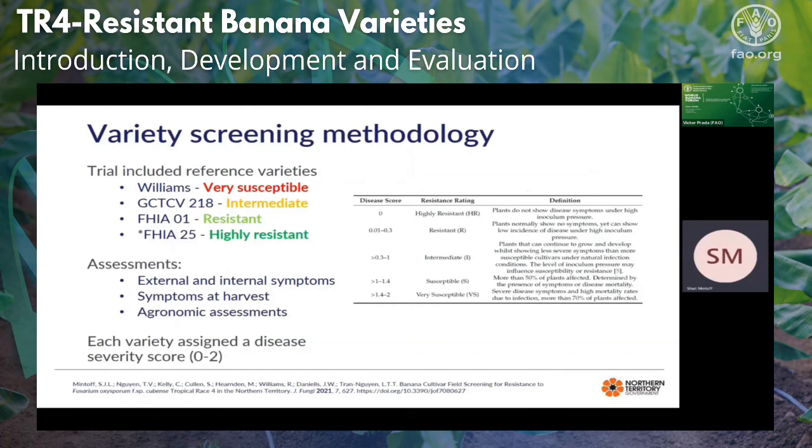We can use that score to give them a broader disease resistance rating, which we've defined here. I realize I'm probably rushing through the methodology, but you can go through it in more detail in the paper that was published last year, which is down here.